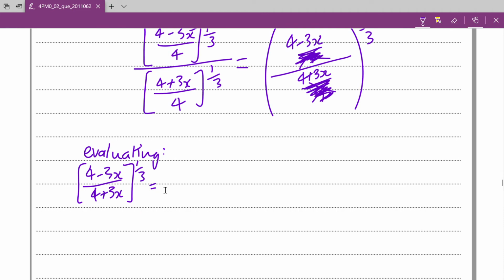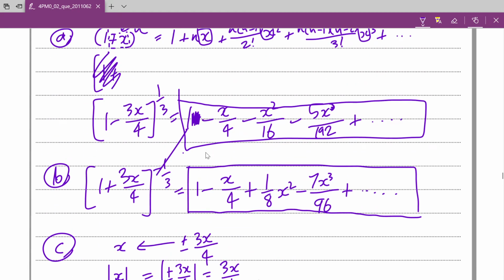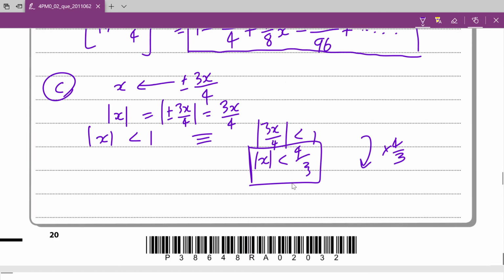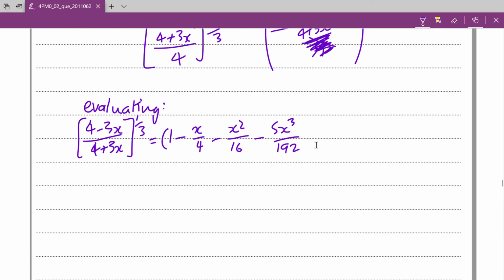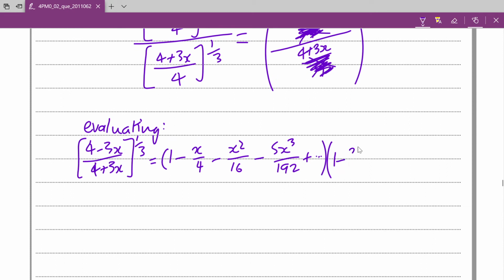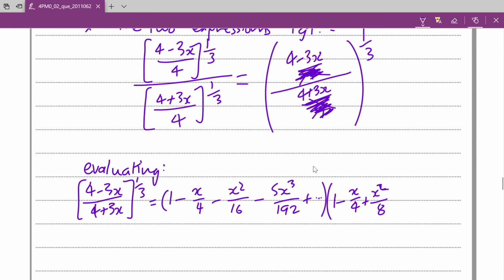Anyway, we can write out the brackets that we're going to be evaluating just to make the calculations clearer for ourselves. So it's 1 minus x over 4 minus x squared over 16 minus 5x cubed over 192. We just write it out here, multiplied by 1, again, minus x over 4 plus 1 over 8x squared. This time I'm actually going to write it in this form, x squared over 8, and minus 7x cubed over 96 is going to be our final term in this series.